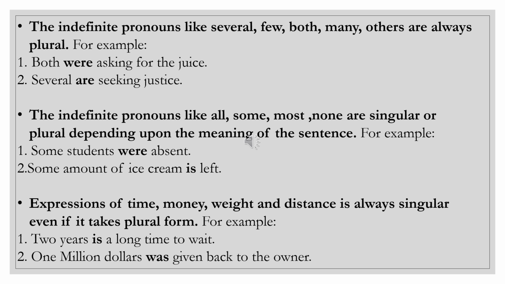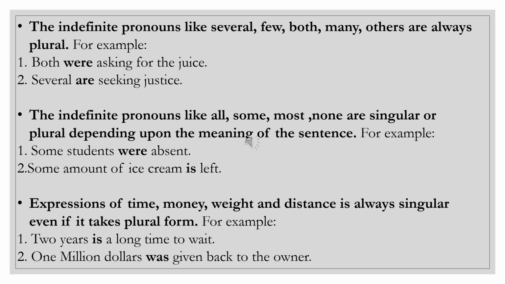Next, some amount of ice cream is left. Now, ice cream is a singular entity, and as we are saying some amount of ice cream, it is most definitely singular because we cannot count ice cream like that. All right. Now, if we say that the ice cream vendor had only a few sticks left, now in that case, the ice cream sticks become countable. All right. And here, as we are saying some amount, now amount is uncountable, so we are using is.